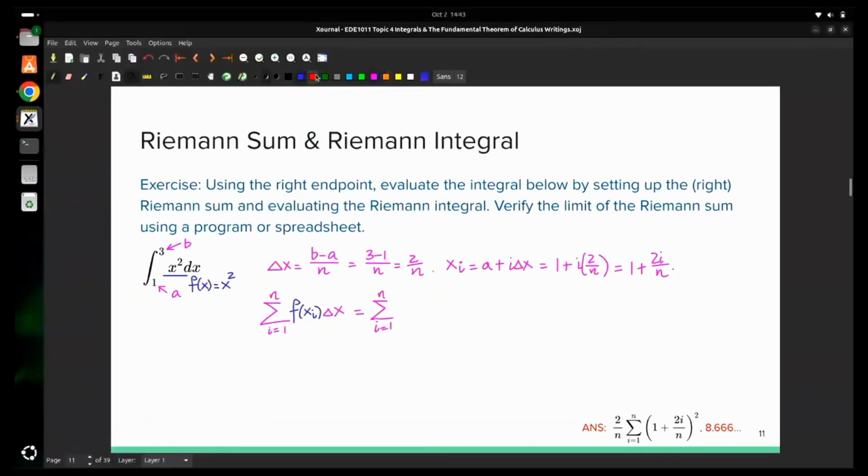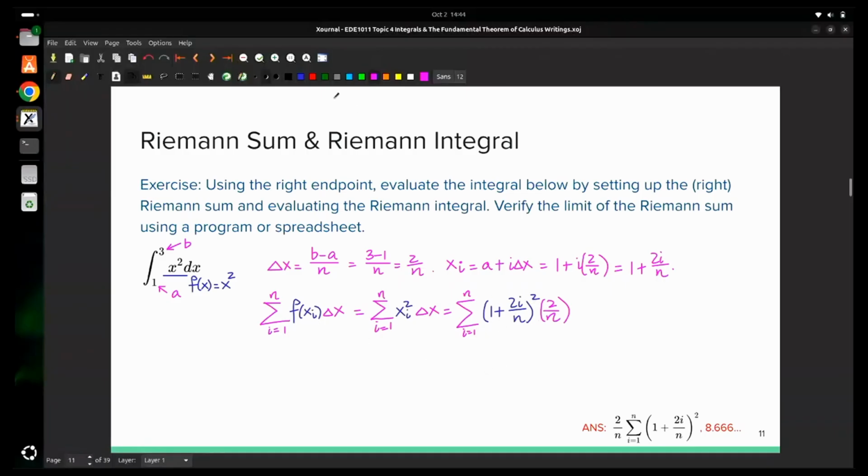So just sub in xi squared. Then delta x is this, right? Maybe I put delta x first. Then I'm going to sub in the xi squared. It's going to be 1 plus 2i over n, whole thing squared. Then because delta x is 2 over n, I sub that in also. Any objections?